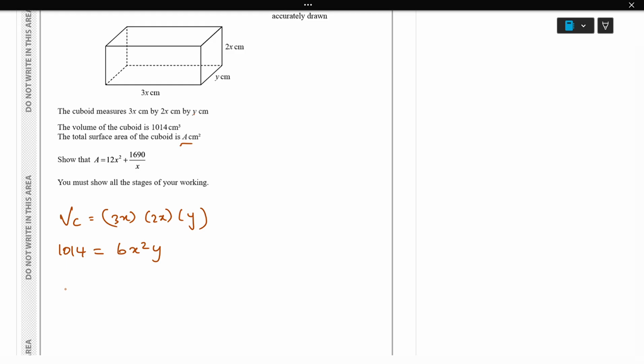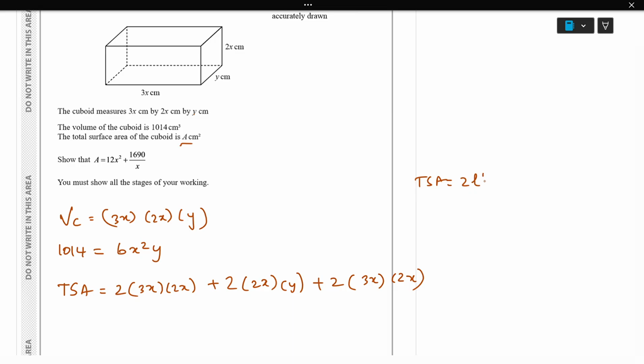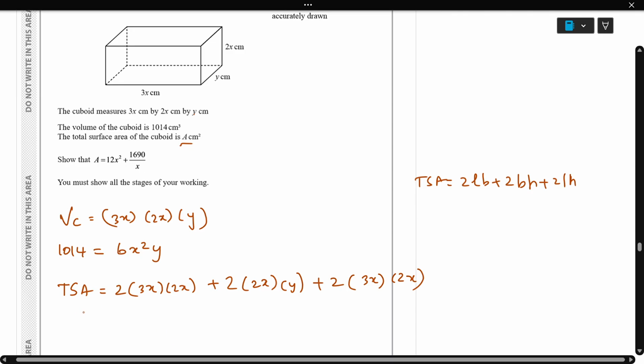So total surface area equals 2 times 3x times 2x, plus 2 times the other two sides, which is 2x and y, plus 2 times 3x and 2x, because total surface area is going to be 2 times LB plus 2 times BH plus 2 times LH. So I did it that way.